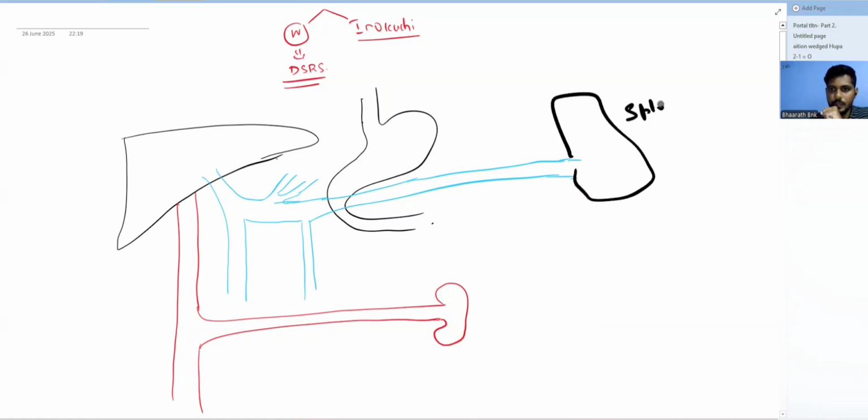This is spleen. So spleen, stomach, duodenum, renal vein, inferior vena cava, and this is the portal vein. So here, this is the left gastric vein, which is the major collateral, and then there are short gastric veins which drain into the splenic vein, and the left gastroepiploic vein, which drains here.